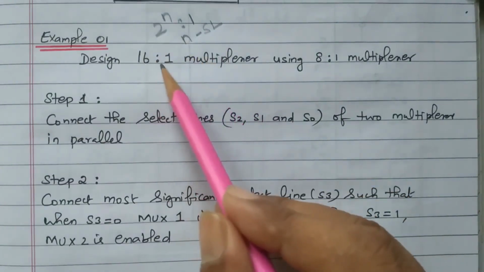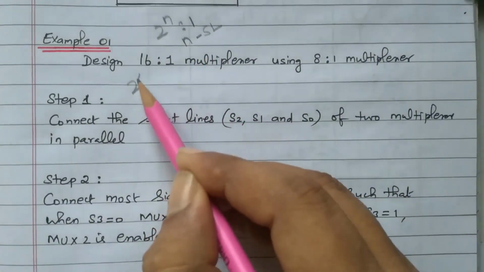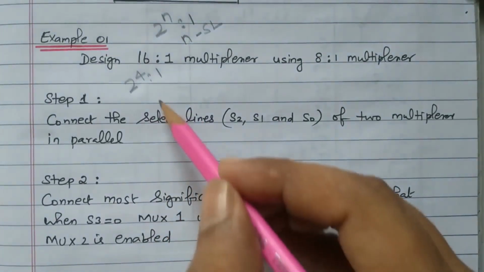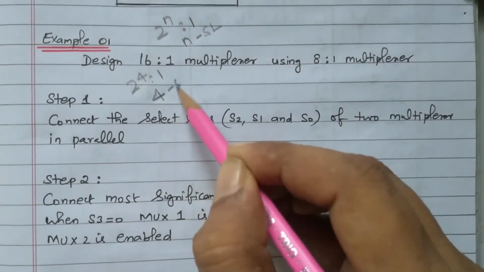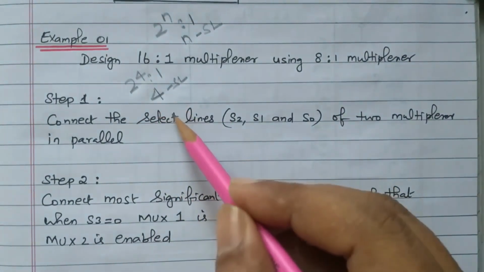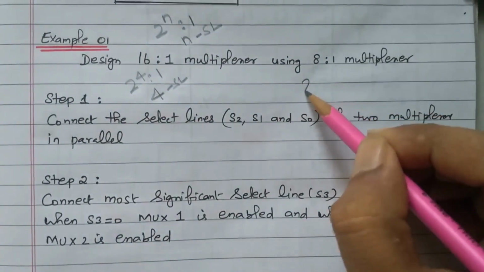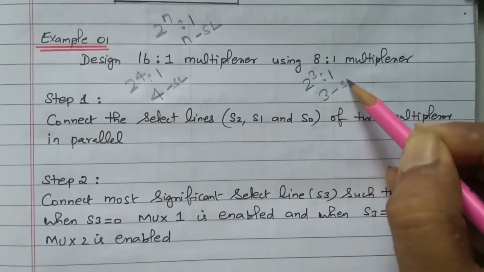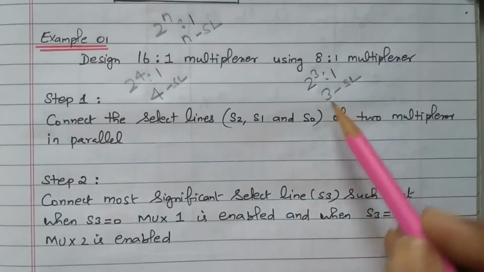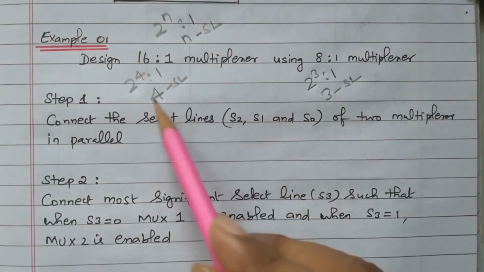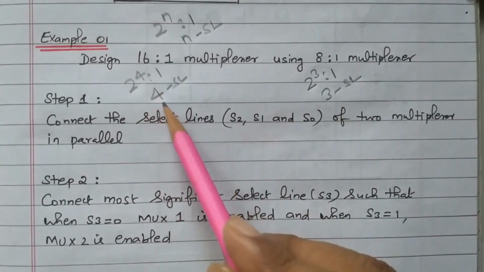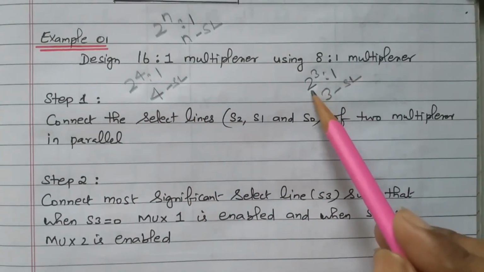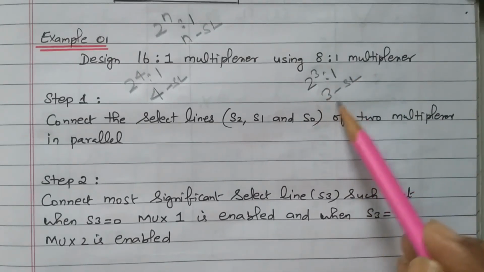So 16:1 means it is 2 to the power 4 inputs and only one output, having 4 selection lines. 8:1 means it is a 2 to the power 3:1 multiplexer, so 3 selection lines are available, right? So we need to design the 16:1 multiplexer, that is 2 to the power 4:1 having 4 selection lines, using the 8:1 multiplexer, that is 2 to the power 3:1 having 3 selection lines.